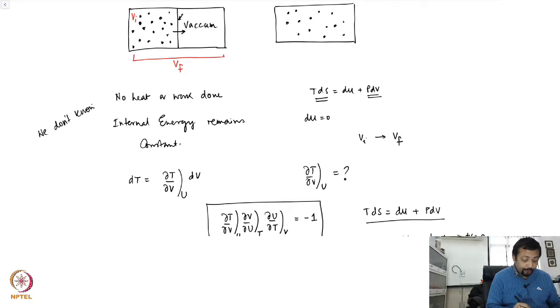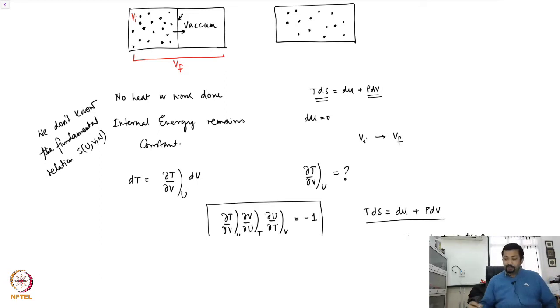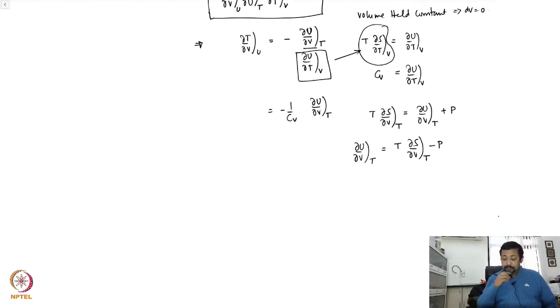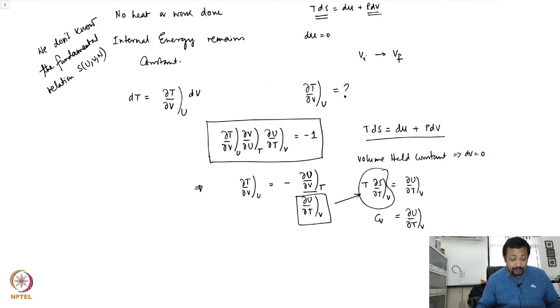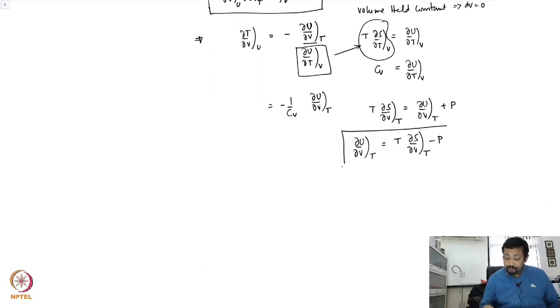Now here, when we started off this calculation, we assumed that we do not know the fundamental relation, which essentially means that S is a function of U, V, N, right? So we are handicapped in that respect, and we have to figure out this derivative by manipulating this expression. So finally we have (∂U/∂V) as this.